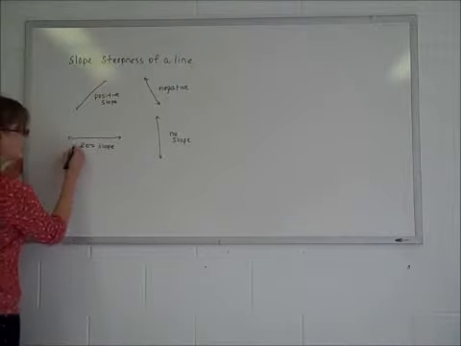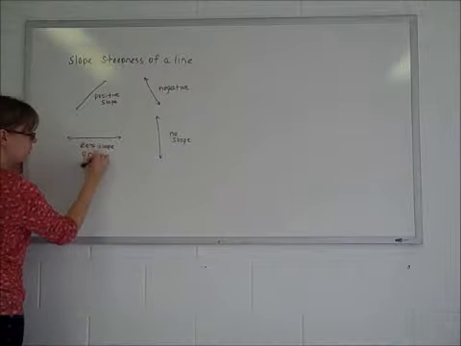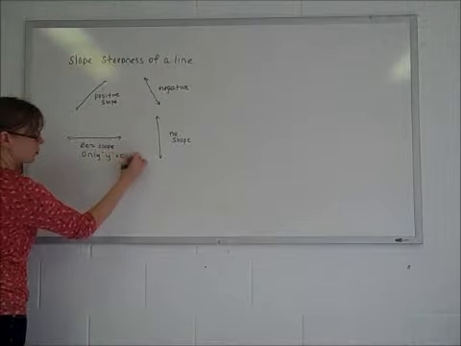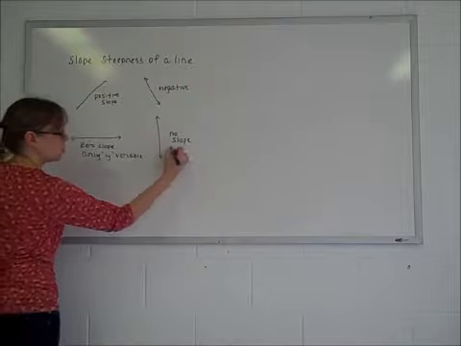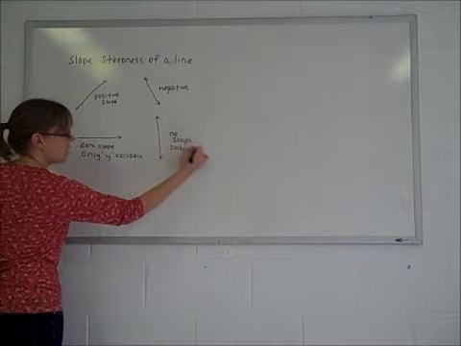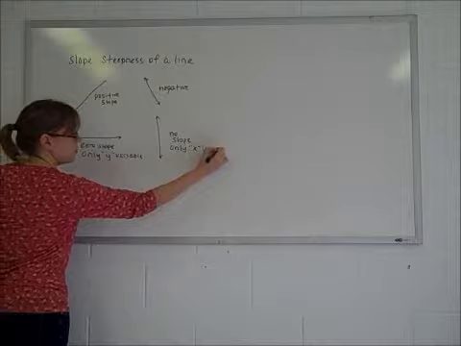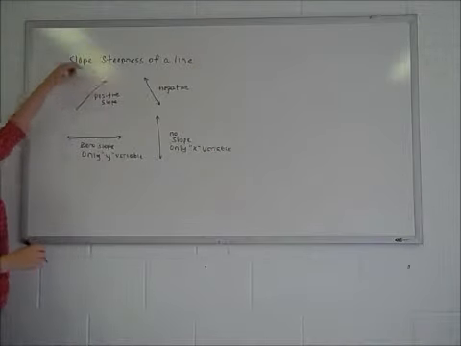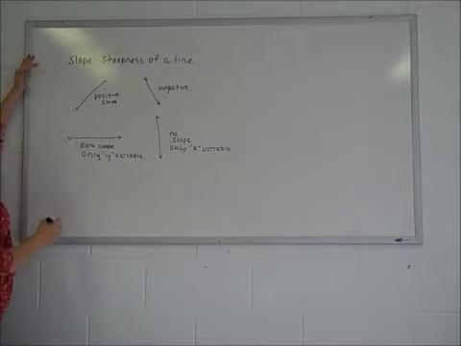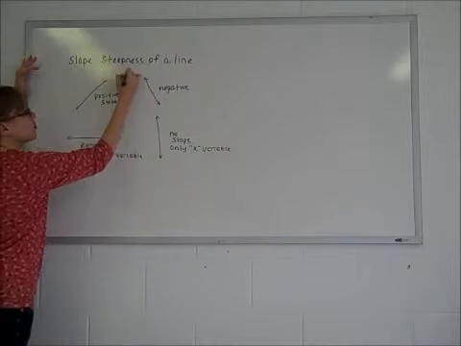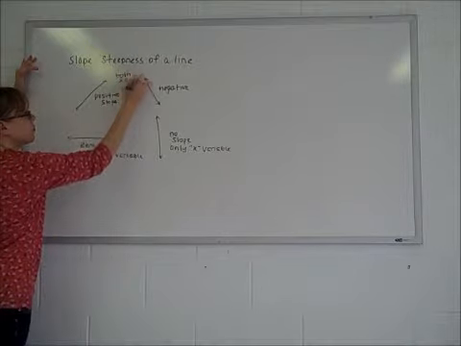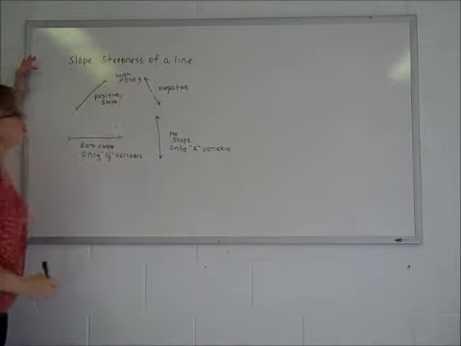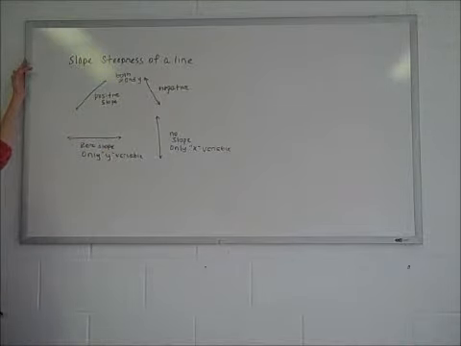0 slope is only going to happen when you have only the y variable, and no slope happens when you have only the x variable. So you can be on the lookout for those two. Positive and negative slope mean that you have both x and y variables.